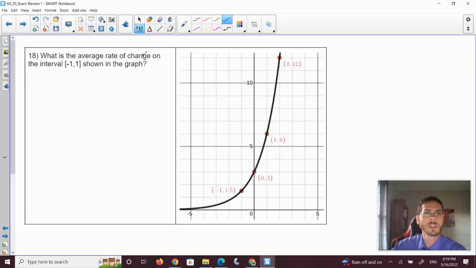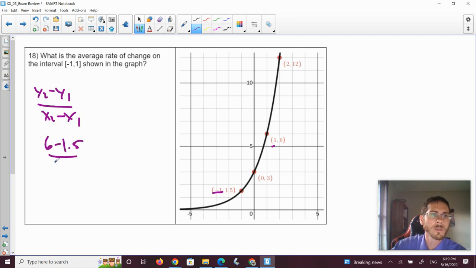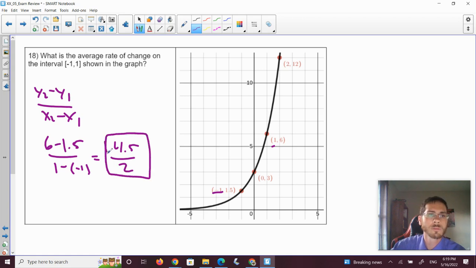Next, what is the average rate of change over -1 to 1? So we're just going to find the slope from -1 to 1. So that's going to be y2 minus y1 over x2 minus x1. 6 minus 1.5 over 1 minus -1. So that's going to be 4.5 over 2. I'm fine with that. That looks good. 4.5 over 2. All right.